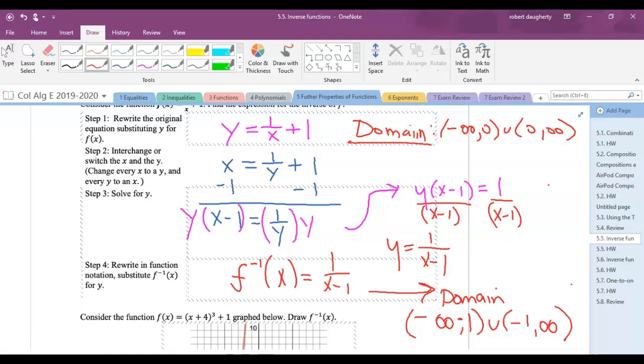Oh, you're right. The problem is x cannot be 1. Thanks for that. So it's negative infinity to 1. X cannot be 1, so it's negative infinity to 1, 1 to infinity.